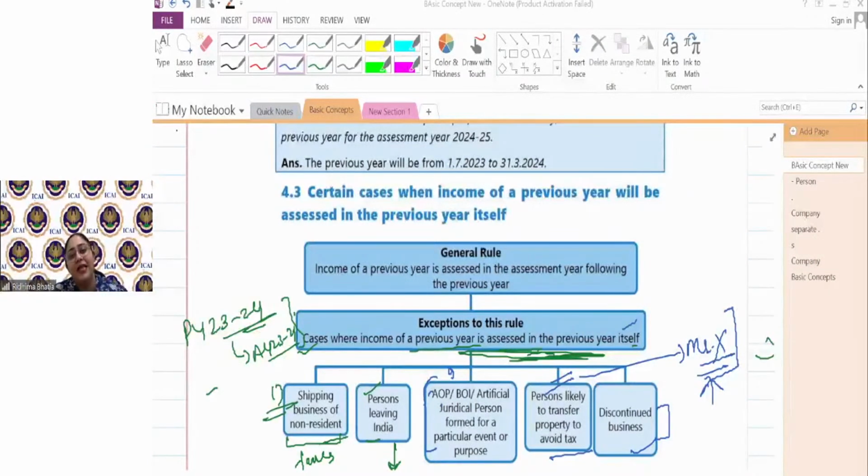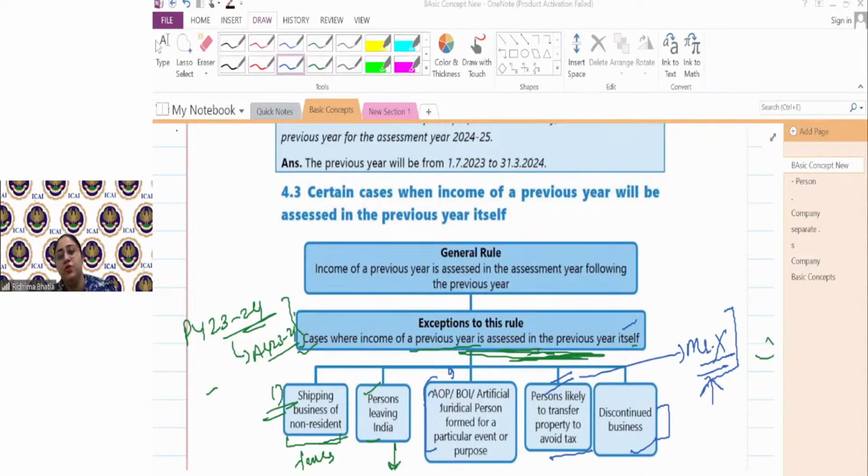But ma'am, what about the tax rate? So tax rate, guys, would be applicable for the particular previous year only. Basically, if I'm talking about previous year 23-24, whatever taxes are applicable in the previous year 23-24, that would be applicable. Okay. Property includes any immovable property or movable property. Tushar, generally on those non-resident companies, 7.5% tax is applicable as per section 172.